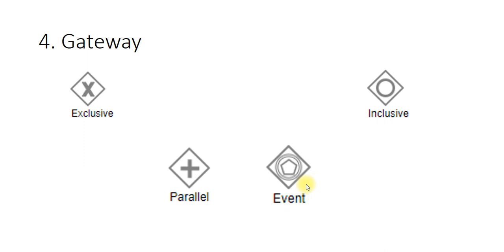The last one is the event gateway, which allows us to explore the path that exists because of the happening of an event. In other words, if an event happens, that path is taken, or that sequence flow is entertained within the process diagram. As a result of the event which happens, only that sequence flow will be entertained which corresponds to the event which has happened.